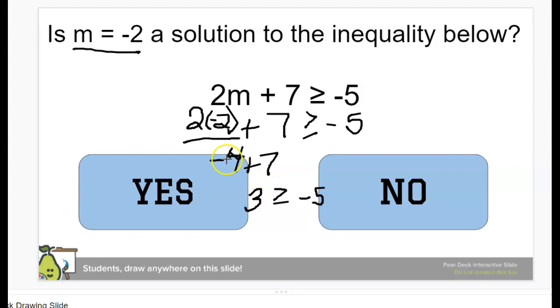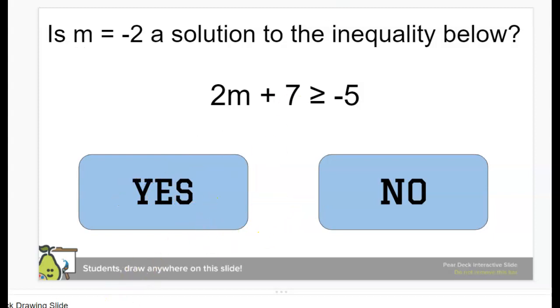And then I'm going to rewrite. 3 is greater than -5. 3 is greater than or equal to -5. Well, I know that 3 is greater than -5 because a positive is always greater than a negative, so this is true.